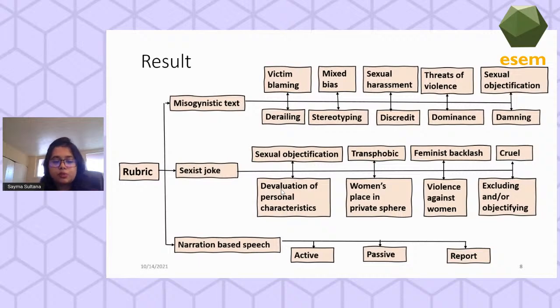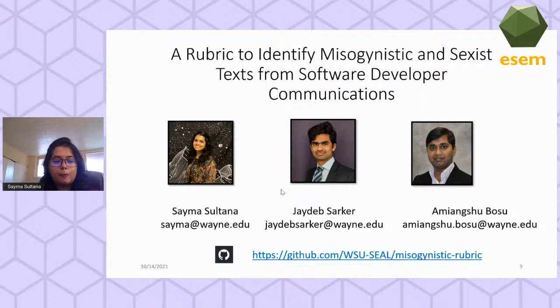Moreover, sexist speech is classified based on narration in two studies. They can be active, passive, or report. We have uploaded this classification in a GitHub repository. The link for the GitHub repository is given here.